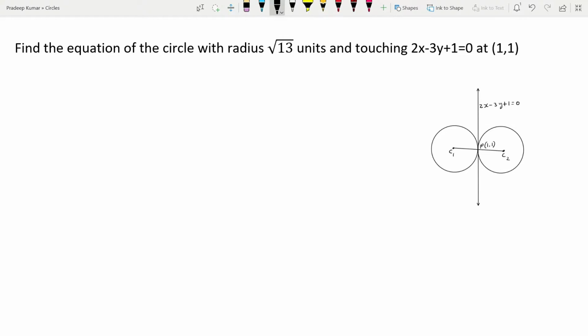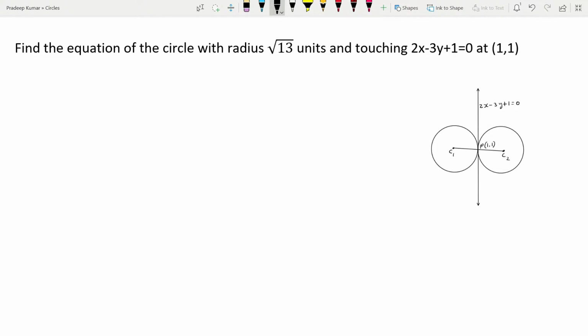This is the first circle and this is the second circle. Both of the circles were touching a line which is 2x minus 3y plus 1 equal to 0 at point 1, 1. So if we draw this figure in the coordinates, we'll clearly understand that these two circles were touching this particular line at the coordinate 1, 1.